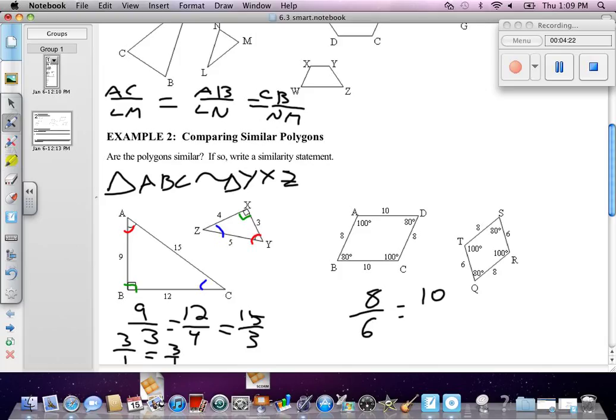And what lines up with AD? TS, which is 8. So that gives us 4/3. Is that corresponding to 5/4? No. No, so they are not similar. I just put like a big X in.